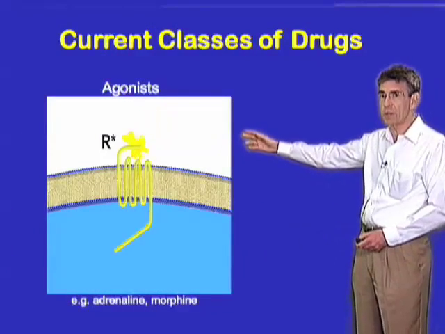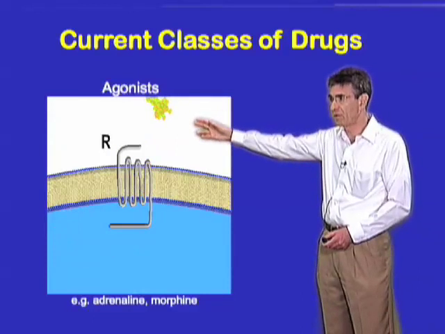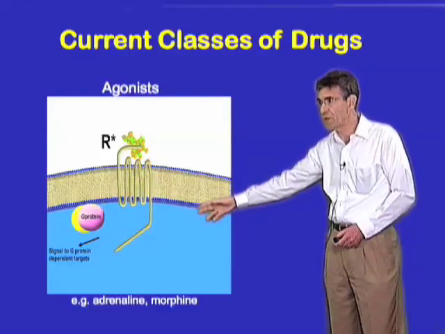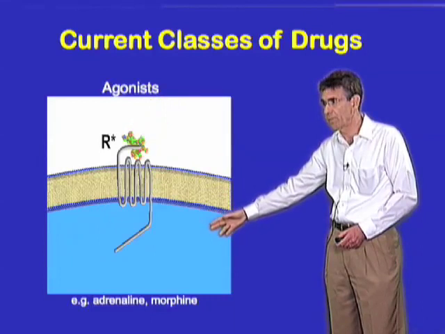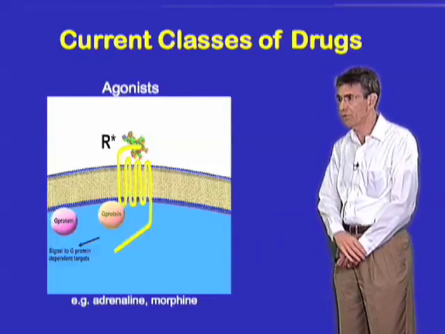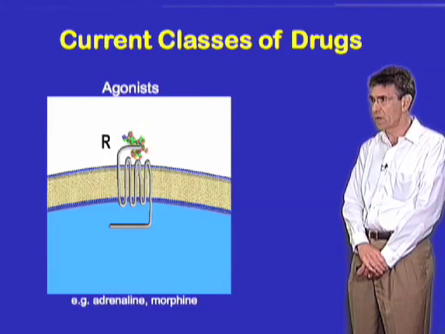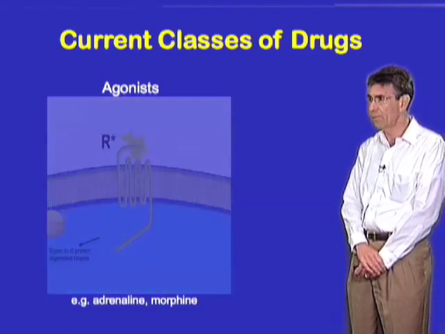This little animation, which you see here, depicts an agonist interacting with a receptor and changing its conformation or shape so that it can signal. Two examples of agonists which work through this particular family of 7 transmembrane receptors are adrenaline and morphine.